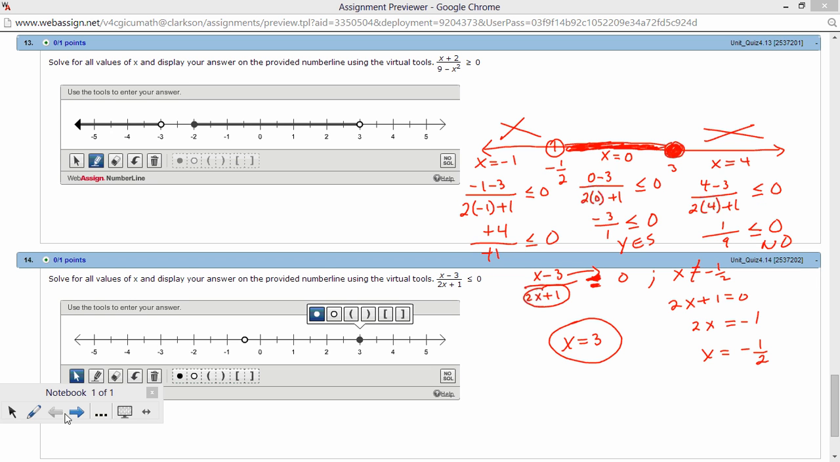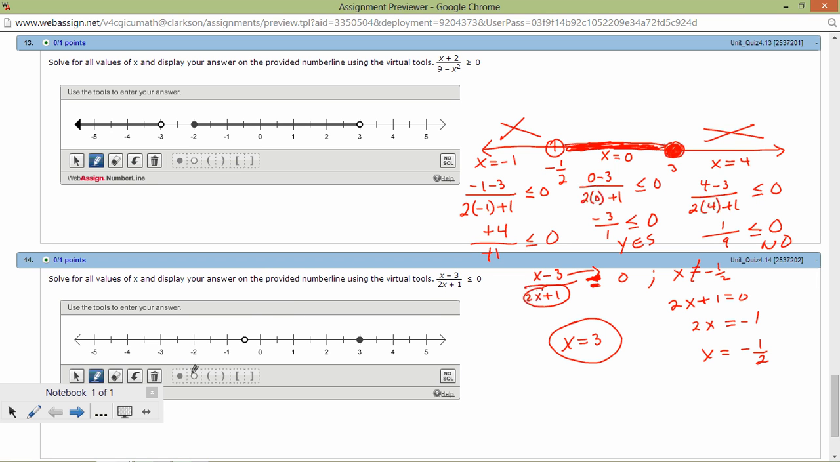And now finally back to my virtual tools here. I click the shade tool. I want the numbers from -1/2 to 3. You click in there, and that provides your solution.